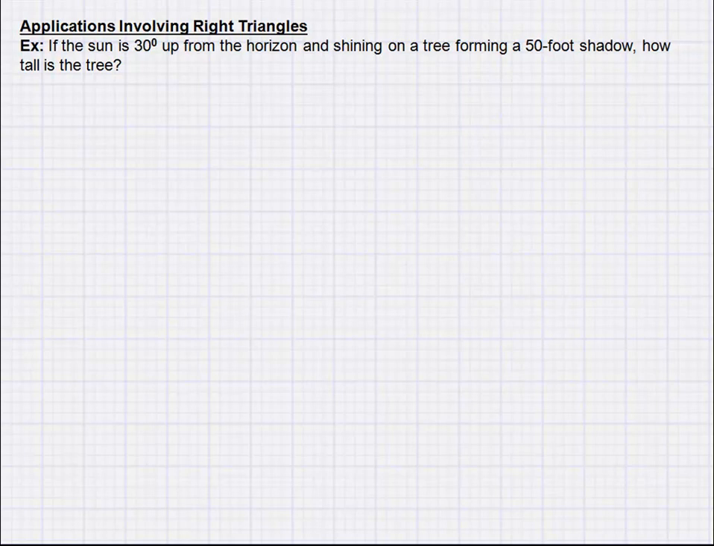Another common type of question you can come up with for right triangles is application questions. A lot of these have to do with applications of, say, surveying. Surveying is a way of calculating large distances using angles, and that's really what this is all about. So for this question, if the sun is 30 degrees up from the horizon and shining on a tree forming a 50-foot shadow, how tall is the tree? With all this, it's sometimes helpful to draw a little picture. You don't have to be an expert artist to do this.